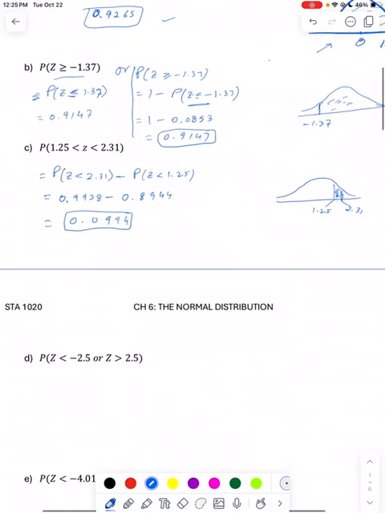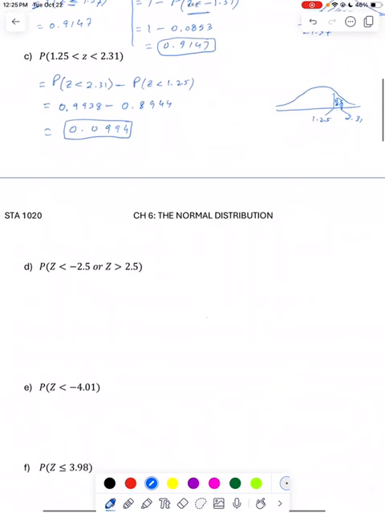Now the next one, the probability that z is less than negative 2.5 or greater than 2.5. So less than negative 2.5, let's say somewhere here, and to the right of 2.5, this one and this one. Now notice here these are the same values, basically opposite values of each other. So the area to the left of this will be the same as this area. So we can just say this will be equal to 2 times the probability that z is less than negative 2.5.